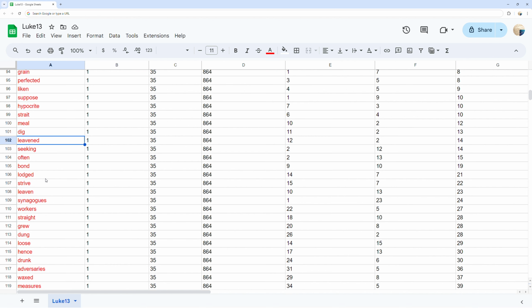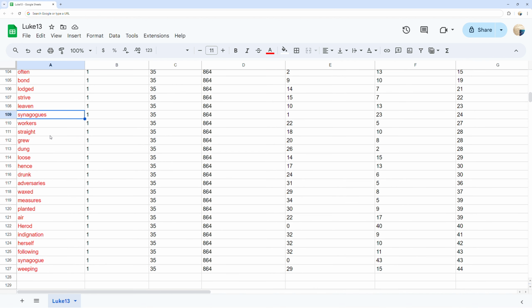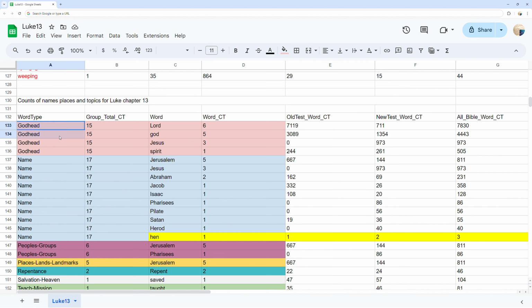Counts of names, places, and topics. You can see different topics, names, and places, as well as their word counts in Luke chapter 13. As well, you can see the large list of names under the topic of name highlighted in blue. You can see 1 places listed at the bottom in orange as places, lands, and landmarks.